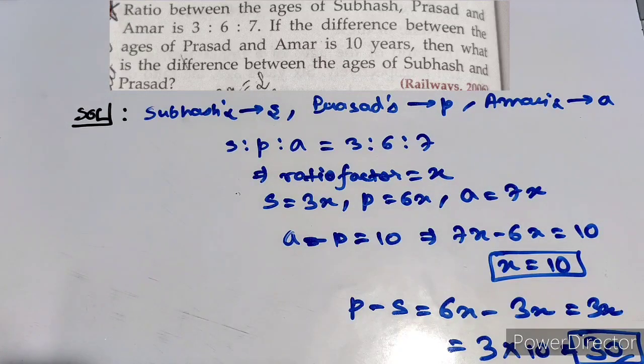So hopefully this question is also clear, in which we took 3 variables. To link all the 3 variables, we need a ratio factor, which is x in this case. You can take y also, there is no issue. So this will make the question easier, because otherwise it will be difficult for you to solve such questions. Now hopefully this question is also clear to you.